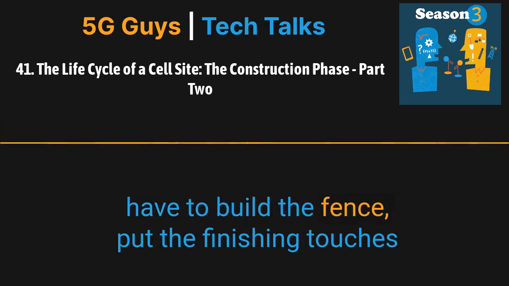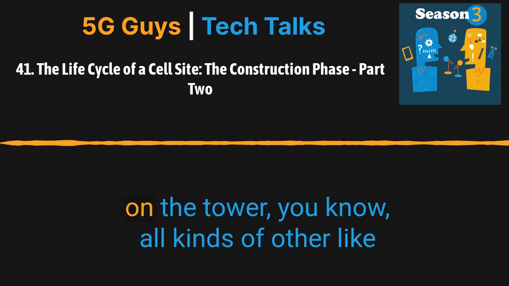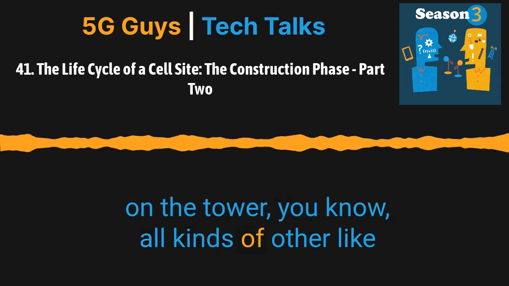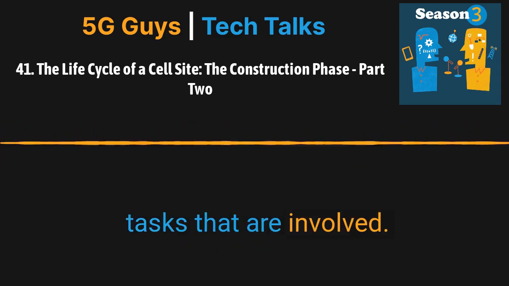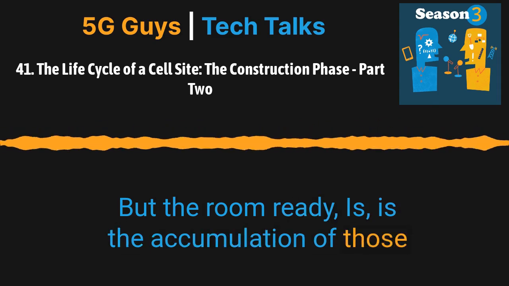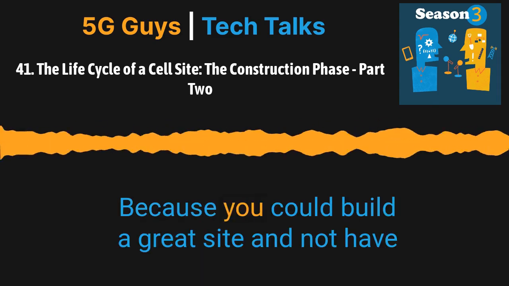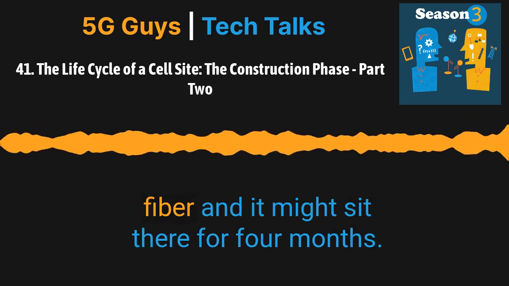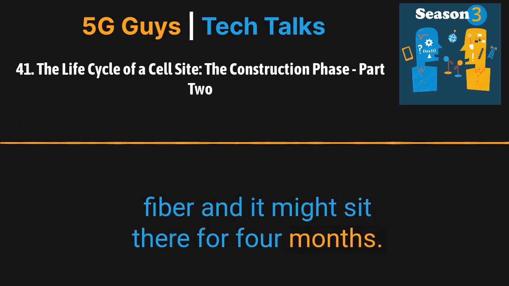Now, we still might have to build the fence, put the finishing touches on the tower, and handle all kinds of other tasks that are involved. But room ready is the accumulation of those long poles in the tent. Because you could build a great site and not have fiber, and it might sit there for 4 months.